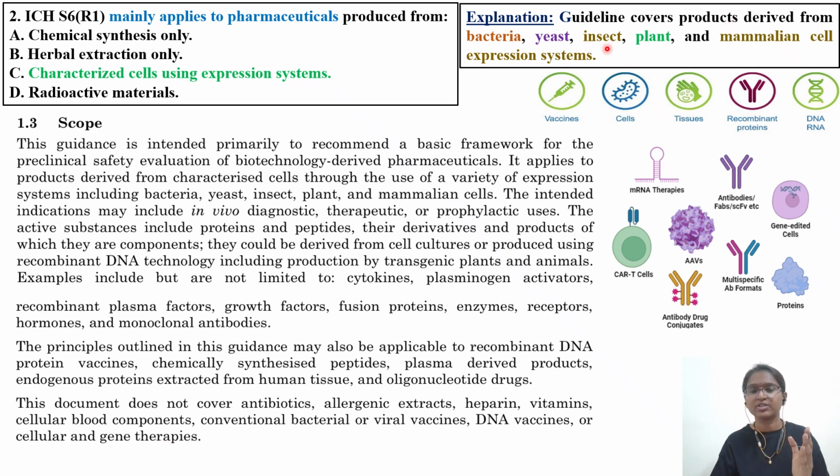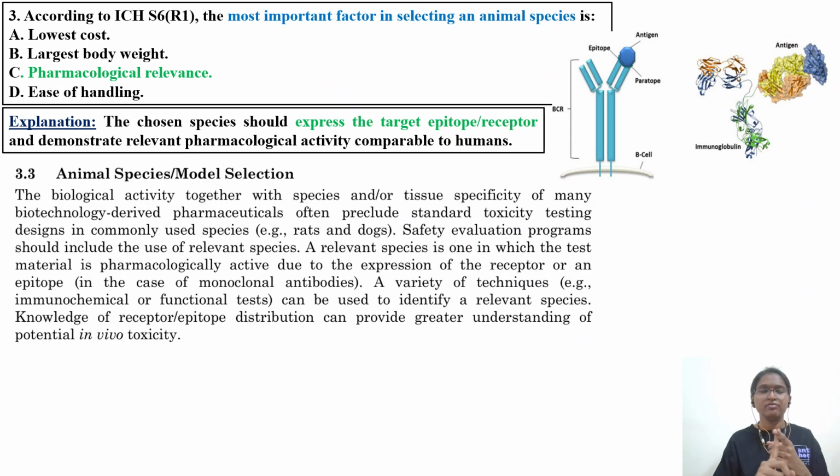The guideline covers proteins, peptides, produced in yeast, insect, plant, and mammalian cells. Okay, so we have covered the objective, and we have tried to cover the scope. Now one question with respect to species. You'll keep getting this term, species selection or selective species.